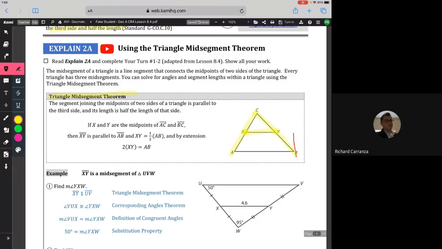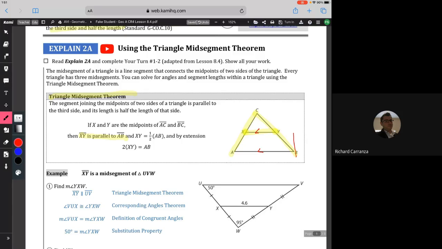then xy is parallel to AB. So these two lines are parallel, xy and AB are parallel. Not only that, xy is half of the length of AB. So I repeat it, xy is half of AB. And that's your theorem.